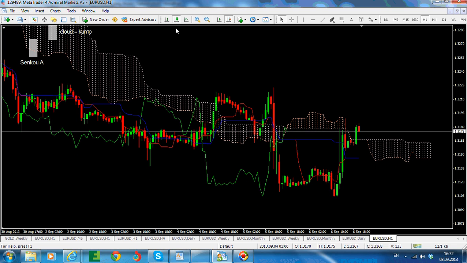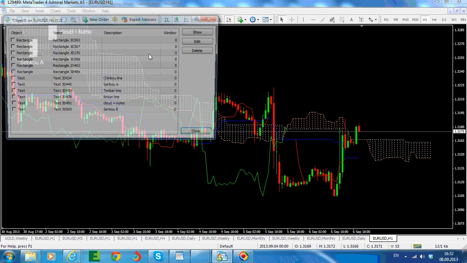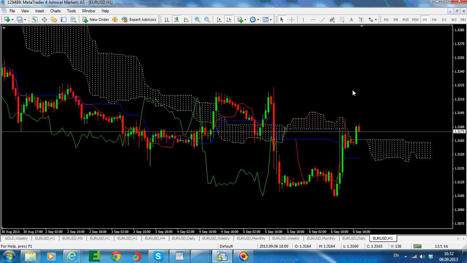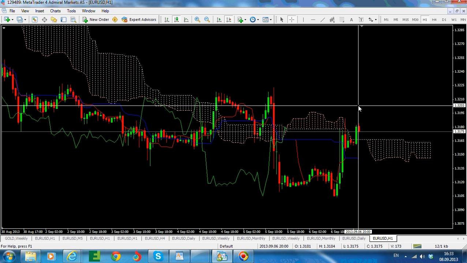The balance, let me take the objects list first from here. The balance comes from the fact that compared with the actual price, the cloud is projected forward 26 periods. So this is the actual price, okay? Compared with the actual price, the cloud is projected 26 periods, as you can see from the crosshair there. Basically, the Senkou A and Senkou B lines that make up the cloud are projected 26 periods forward.